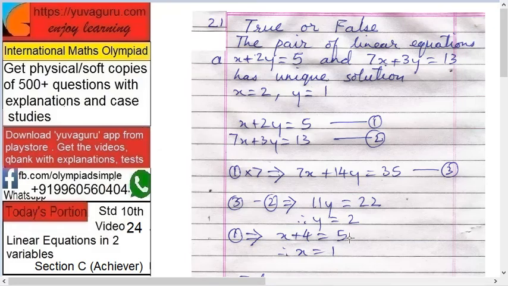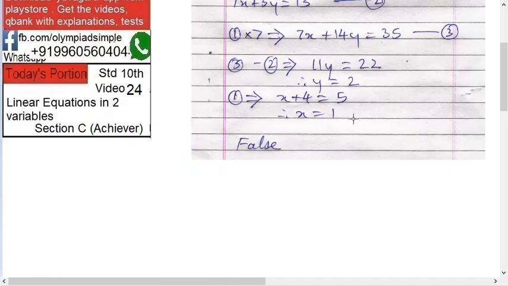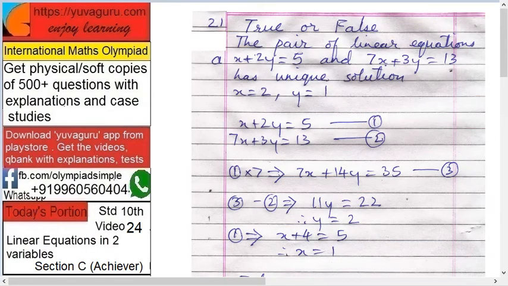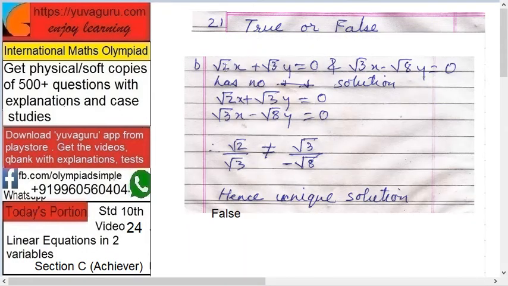Therefore the solution is what? 1 comma 2, means x equals 1 and y equals 2. What is given? x equals 2 and y equals 1. So the statement is false. Next is root 2x plus root 3y equals 0 and root 3x minus root 8y equals 0. These two lines have no solution.